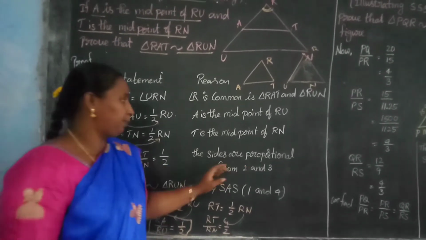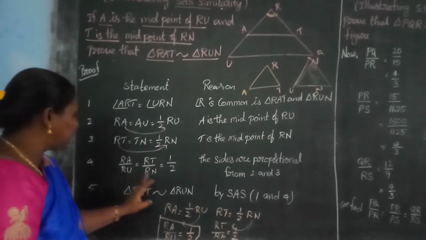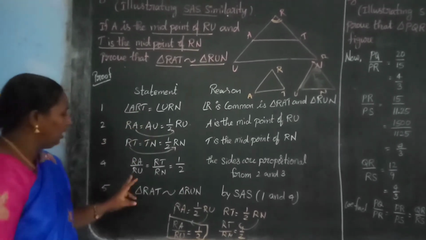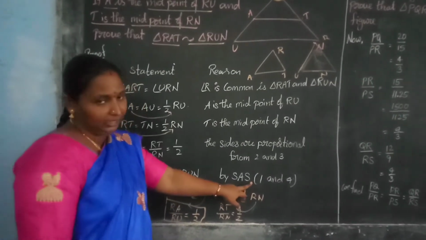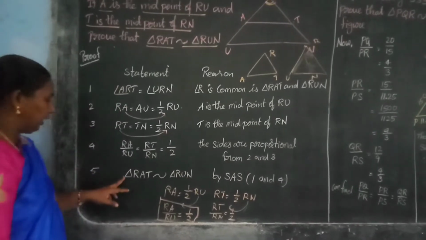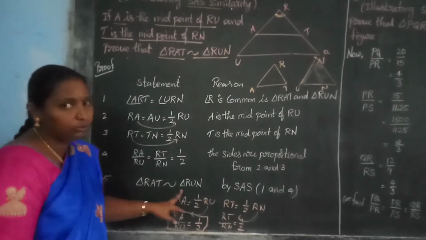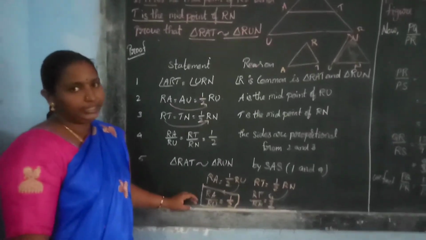Okay, so the sides are proportional. From 2 and 3 we are writing this. So here the sides are proportional. Am I right? Here the angle is equal and here the sides are proportional, so by SAS similarity, that is side, angle, side similarity, we can prove that triangle RAT is similar to triangle RUN. Did you understand this? Shall we move on to the next sum?